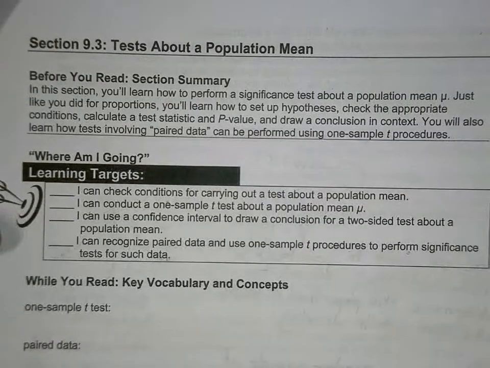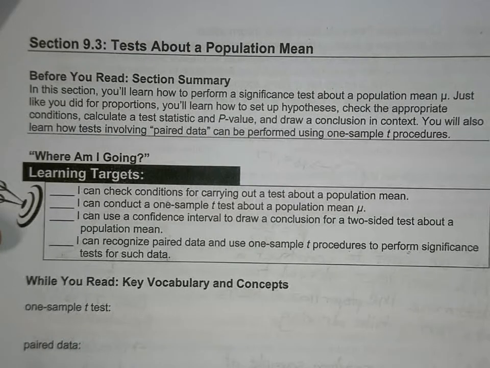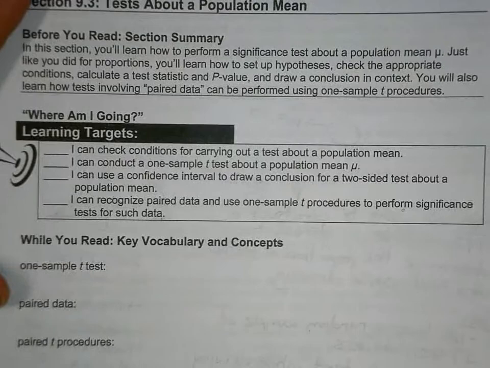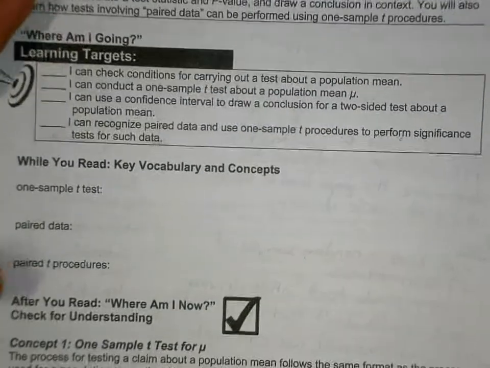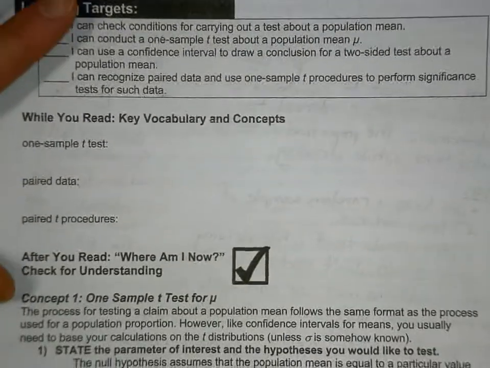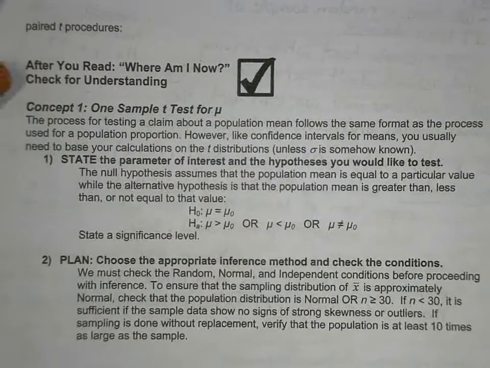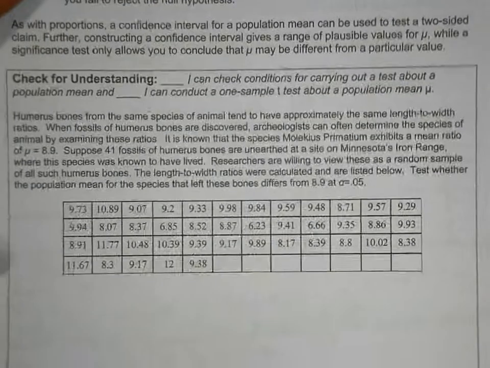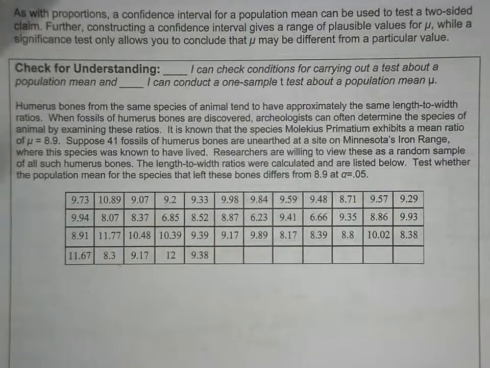This is a recording for the Section 9.3 Reading Guide, Tests About a Population Mean. You can read through the section summary and the learning targets and define the vocabulary and concepts on your own. They also go through the four-step process for state, plan, do, and conclude. So it's a good summary to look back on with the formula and everything else. But we're going to look at the check for understanding, the first concept.